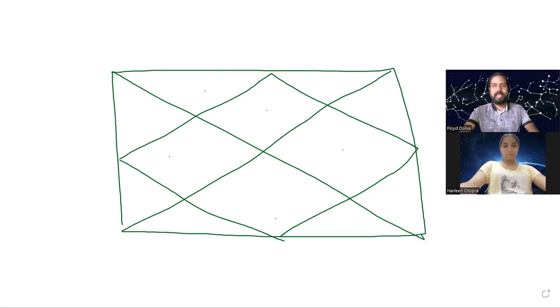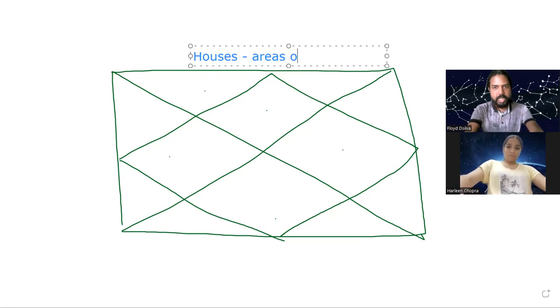So we can say that the houses represent a certain area, in a very simple way. Of course, as we become advanced, there will be more interpretations, there will be more ideas about this. But as of now, definitely, we can say that houses represent the areas of life. And planets represent the quality.